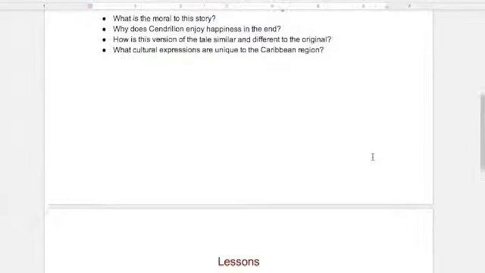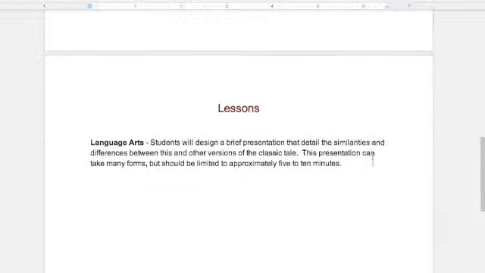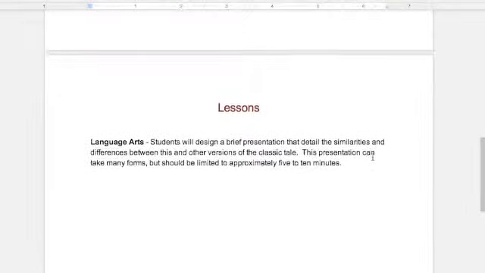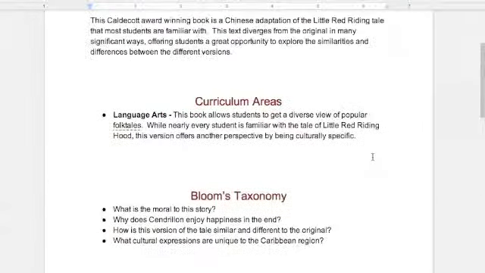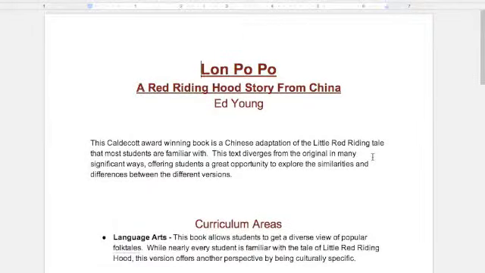And then finally, just an idea or two about how to incorporate this book into a lesson. So in this case, we might be doing some kind of comparative study between this adaptation of the story and the others, or we might be trying to quickly summarize and practice different skills involved with reading comprehension.